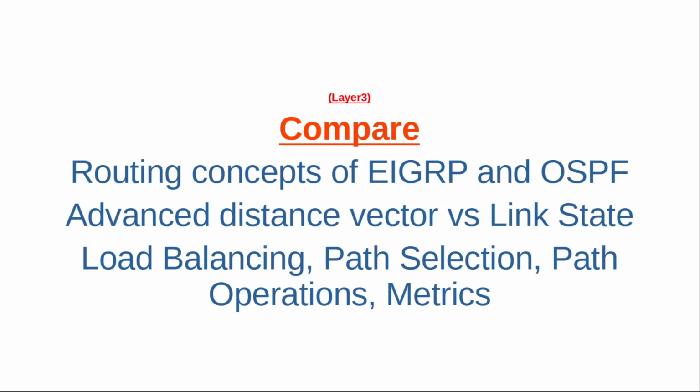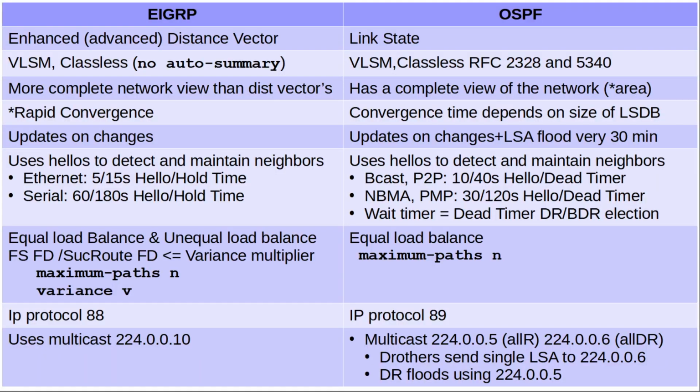Compare routing concepts of EIGRP and OSPF: advanced distance vector versus link state, load balancing, path selection, path operations, metrics. In this table, the differences between both protocols are summarized: the type of protocol, whether they support VLSM, and whether they are classless or not. Remember that EIGRP can become classful if you enter the command auto-summary.